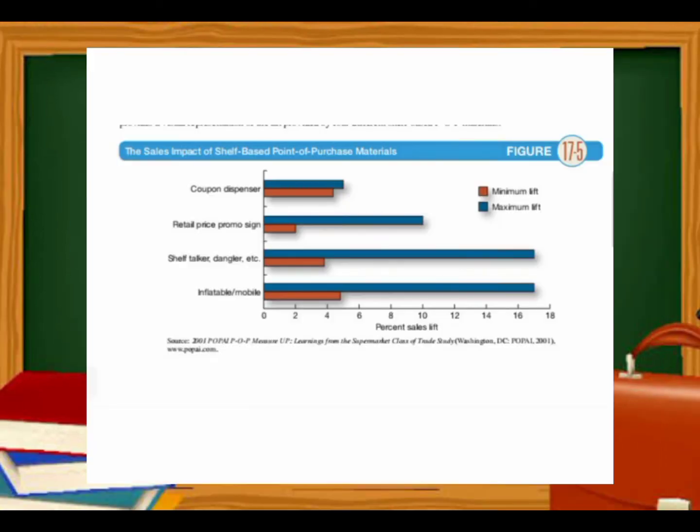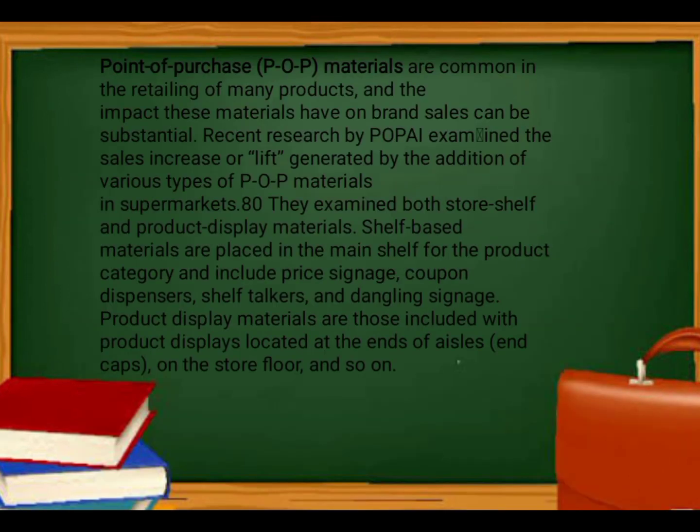Figure 17.5 provides a visual representation of the lift provided by four different shelf-based POP materials, or point of purchase materials. Point of purchase materials are common in the retailing of many products, and the impact these materials have on brand sales can be substantial. Recent research by POPAI examined the sales increase, or lift, generated by the addition of various types of point of purchase materials in supermarkets. They examined both store shelf and product display materials.